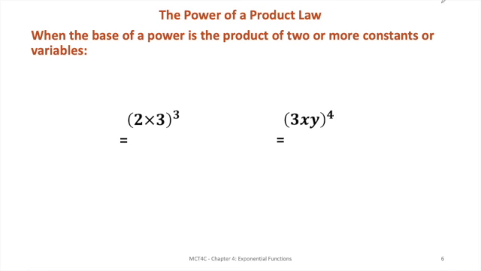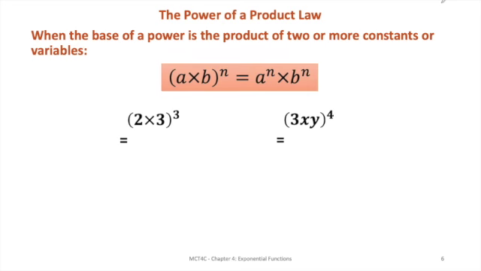So another law that we're going to look at is called the power of a product law, and it's when the base of a power is the product of 2 or more constants or variables. So if the base of your power is more than one thing, so here you'll see the base is a times b, then that means that this exponent has to go into both the a and the b.